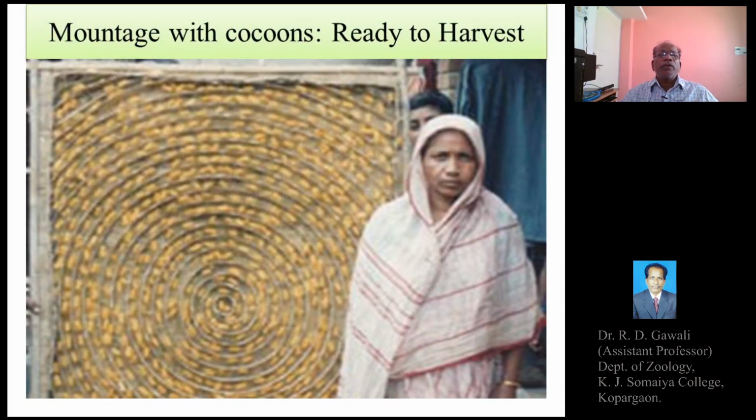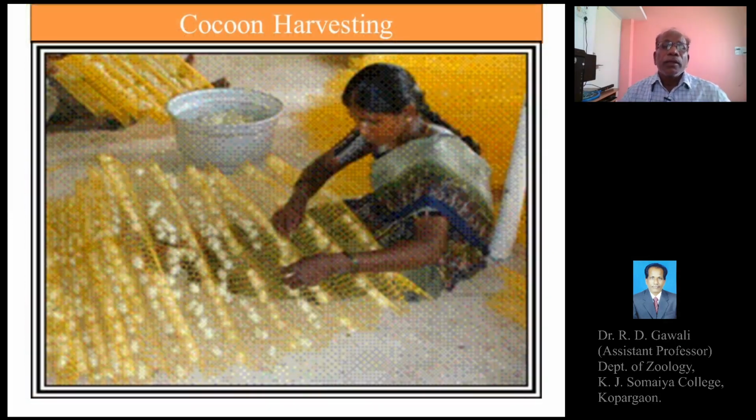This is the mountage with cocoons that is ready to harvest. Cocoons can simply be collected by hand from the mountages. This is an artificial type of mountage used in modern days. Such mountages of plastic mesh can also be used for spinning cocoons. So cocoons can be harvested manually by hand.